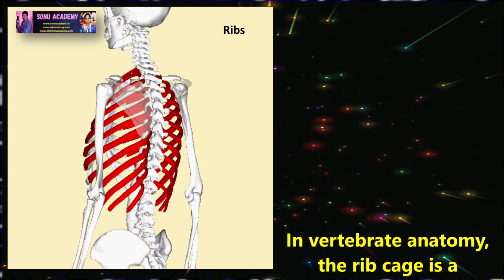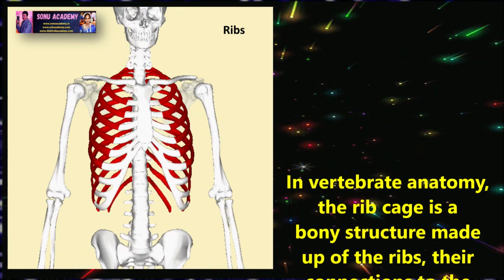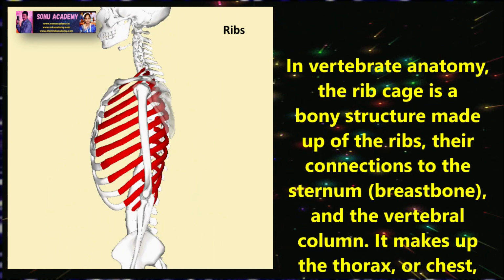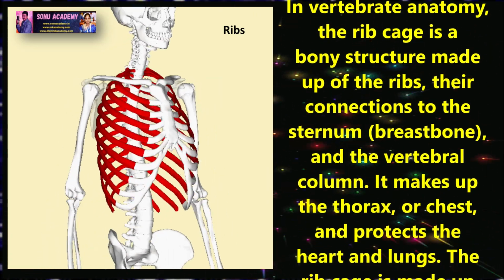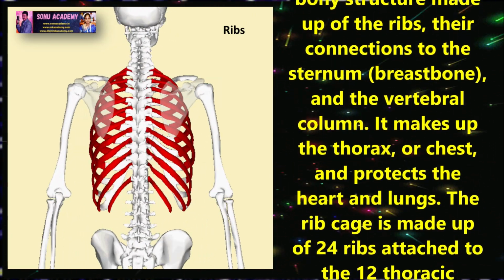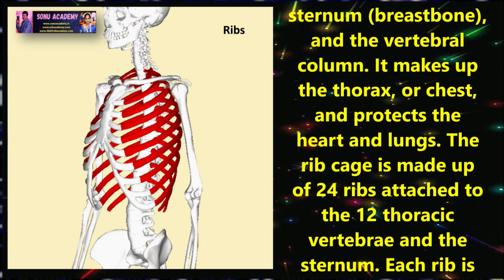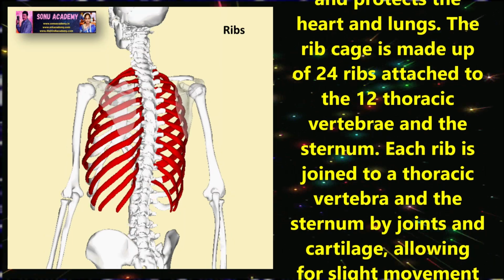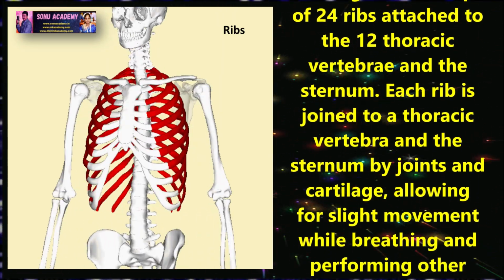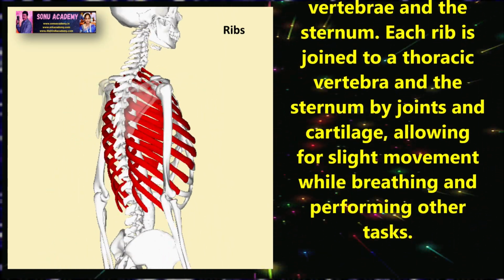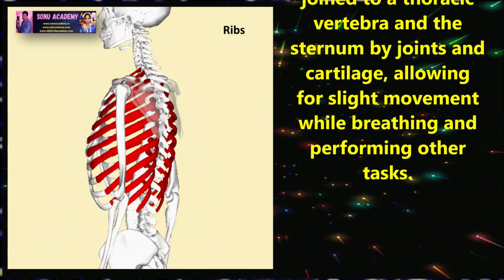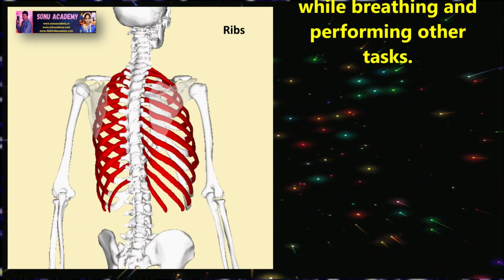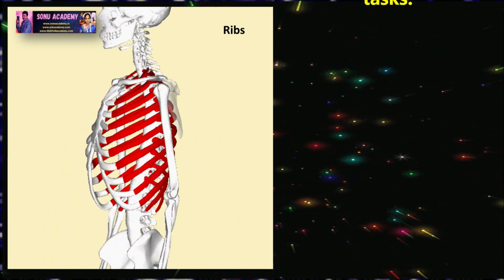Children, let us discuss ribs. In vertebrate anatomy, the rib cage is a bony structure made up of ribs, their connections to the sternum, and the vertebral column. It makes up the thoracic cage and protects the heart and lungs. The rib cage is made up of 24 ribs attached to the 12 thoracic vertebrae and the sternum. Each rib is joined to the thoracic vertebrae and the sternum by joints and cartilage, allowing slight movement while breathing and performing other tasks.